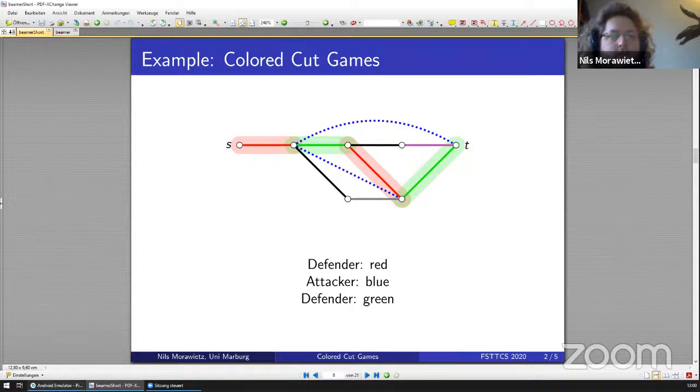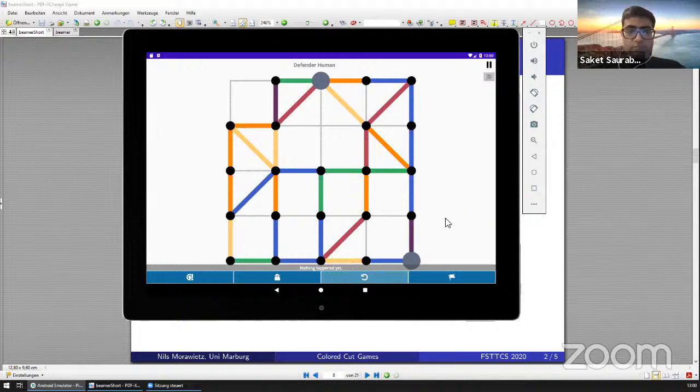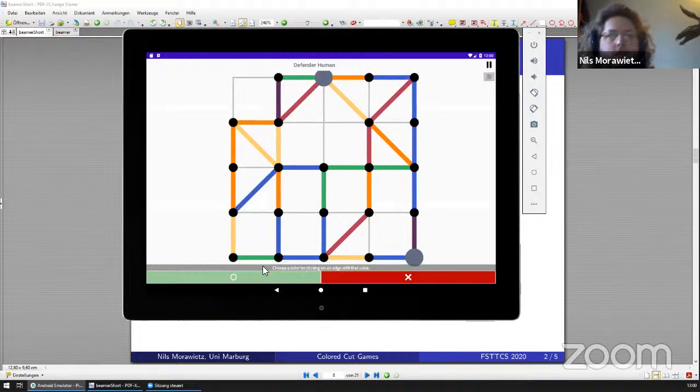Let's make another example with a nice visualization, I hope you can see it, of some of our students who implemented these colored cut games. So again, we start with the defender. These are the endpoints S and T. He's allowed to choose one color, and you can see that this blue color is contained on all ST paths. So the defender has to secure this color, as otherwise the attacker would win in his next turn.